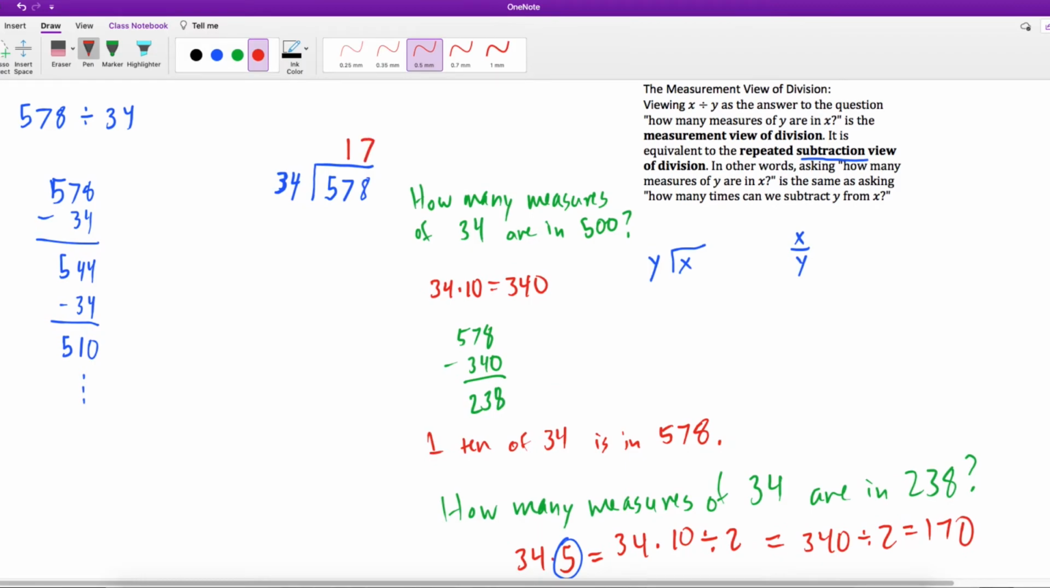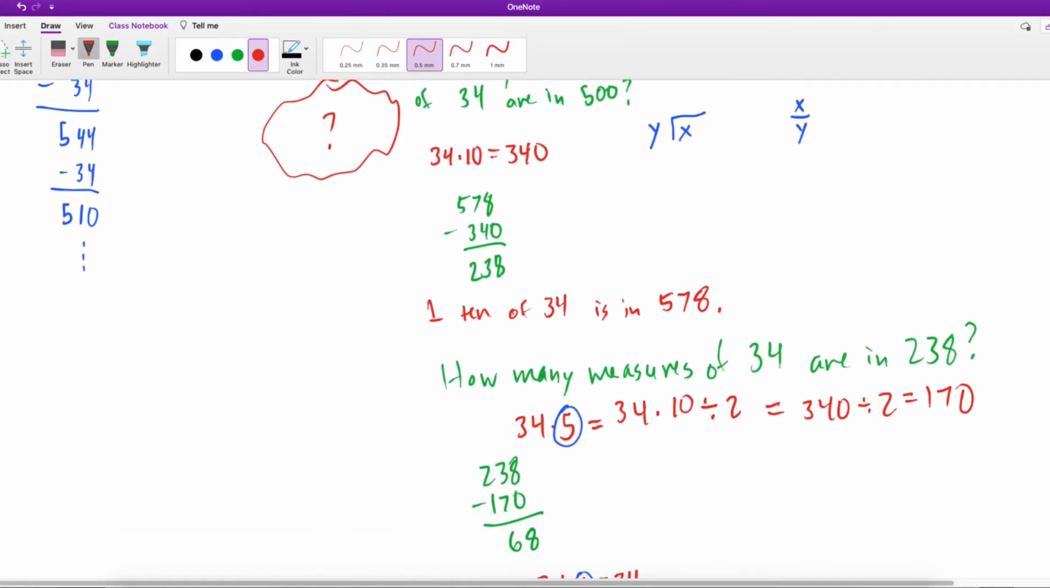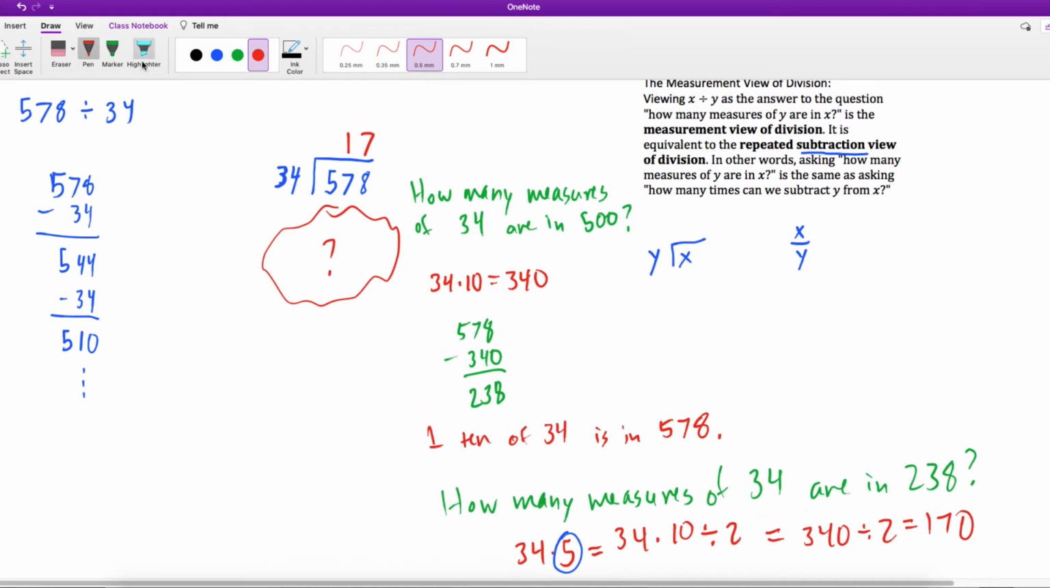ones place here. Okay, so that's thinking about it in terms of measures, but that's not long division, right? You didn't see long division has a bunch of stuff in here. Where is that? Okay, well, let's see where that comes into play in comparison to our work over here. So let's delete that.